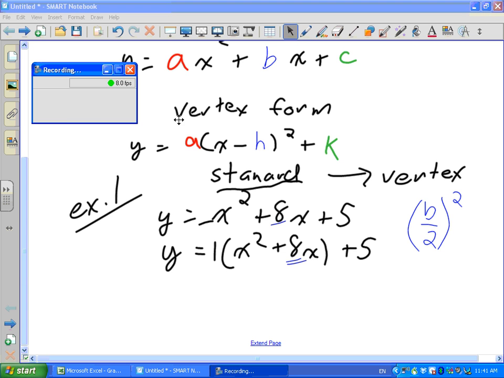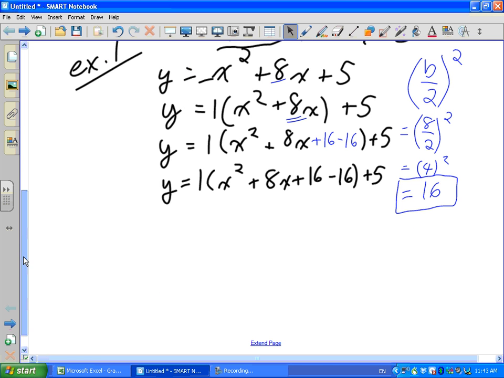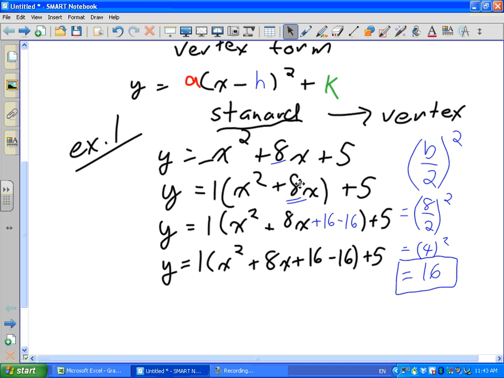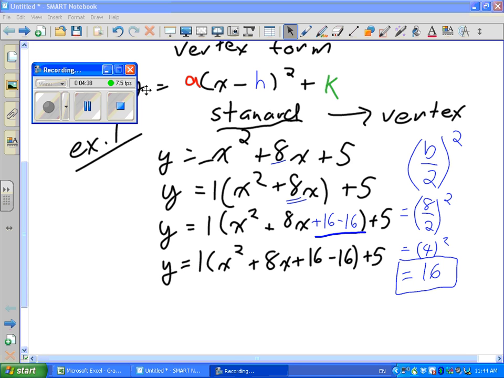Okay? Where was I? Probably here, right? So I took the 8. Took our number 8, we plugged it in for the B. 8 divided by 2 is 4. 4 squared is 16. I take that 16 and I add and subtract it in the brackets. That's the same as adding nothing. Positive 16 and negative 16 is the exact same as adding 0. So I haven't actually changed the equation. So it's very important you guys remember to add and subtract that number inside the brackets. So then we rewrote it again in black here.